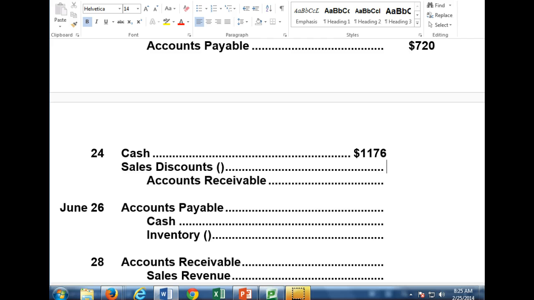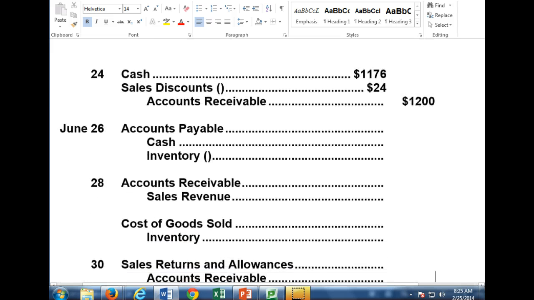$1,176. So the discount was $24. Discount of $24, and we're going to credit our accounts receivable of $1,200. Anyone have questions on this? Is it making sense?